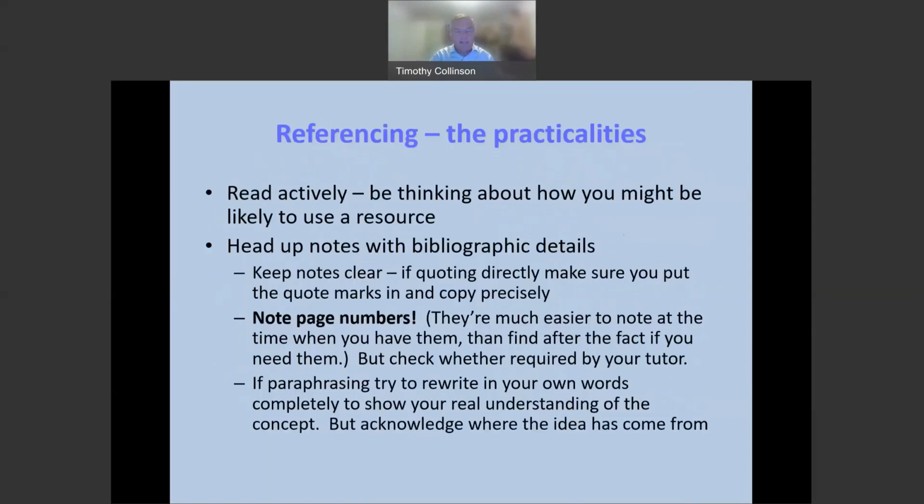Some of the practicalities about it. Do read actively. Be thinking as you're reading material about how you might be likely to use a resource. Here's a quote that I could be using. Here's some data that I could be using to back up my research, that kind of thing. And you might want to actually take notes, not just of the quotes and the references, but also how you can use them for future work, which can be helpful.